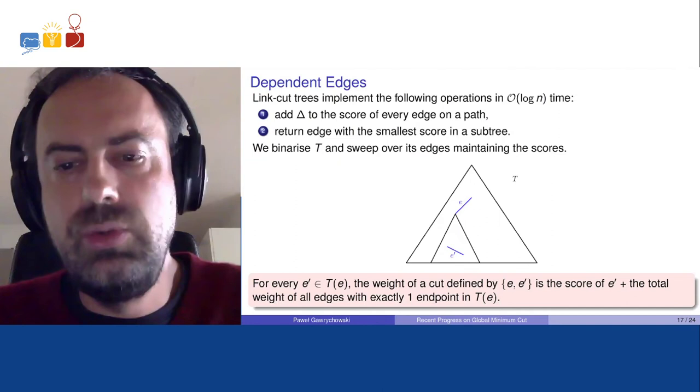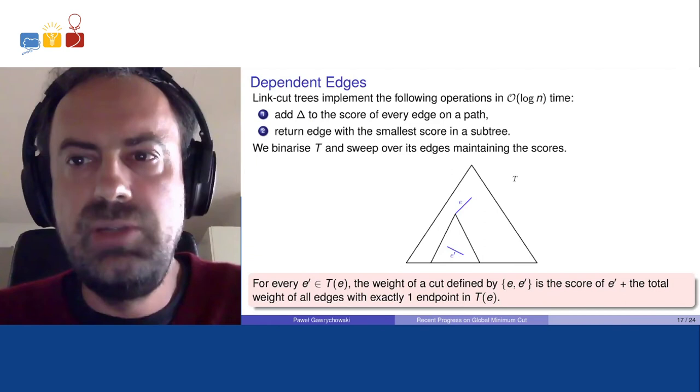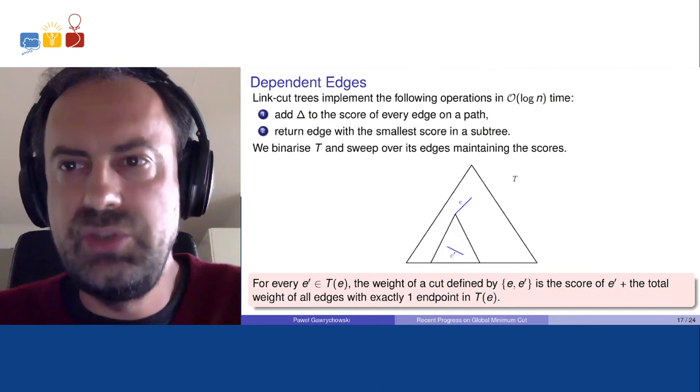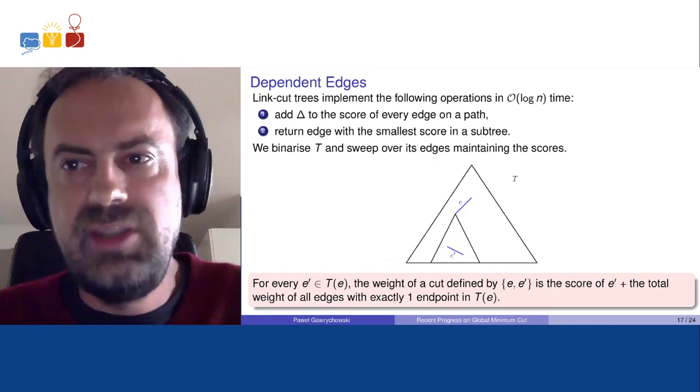I don't want to show you how to maintain this invariant, but when you think a little bit, you can figure it out. It's important that the invariant holds only for the edges E prime in the subtree of E. For the other edges, the scores don't really correspond to, let's say, the independent case. Overall, it's one sweep over the edges of T. For each edge of the graph G, you issue a constant number of updates to the link-cut tree, essentially at the LCA of the endpoints, and for each node of the tree, for each E, you issue one query to the link-cut tree. So it's m log n overall.